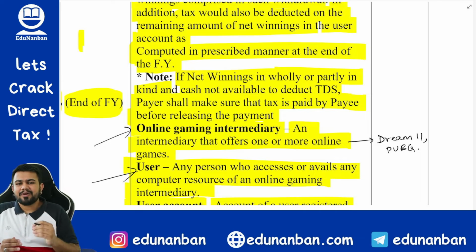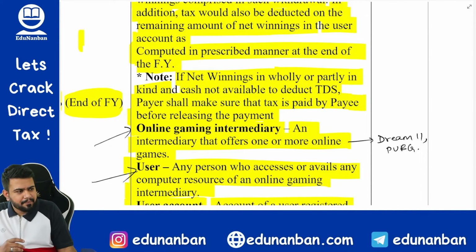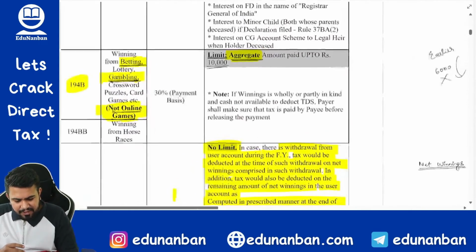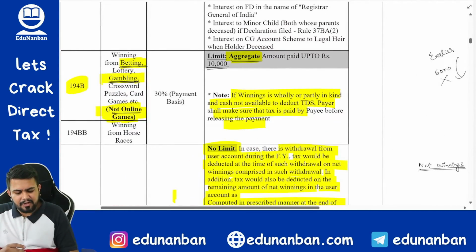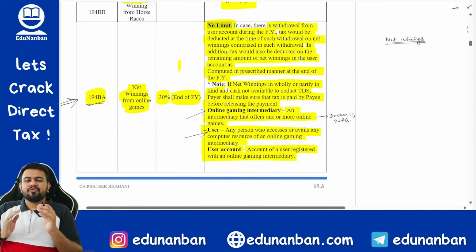The person should ask the receiver to first pay the tax to the government, and only on showing the proof can the winnings be given to the person. This is similar to section 194B and 194BB, which we already studied. So let us summarize section 194BA quickly.